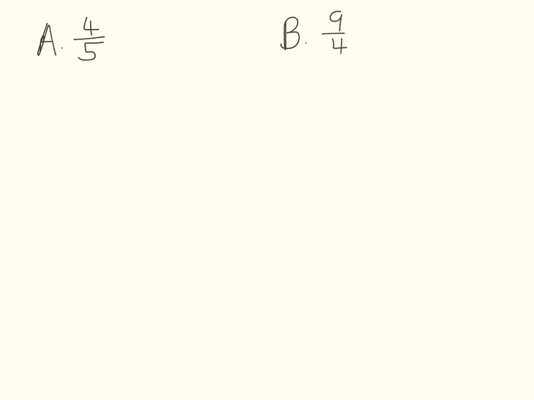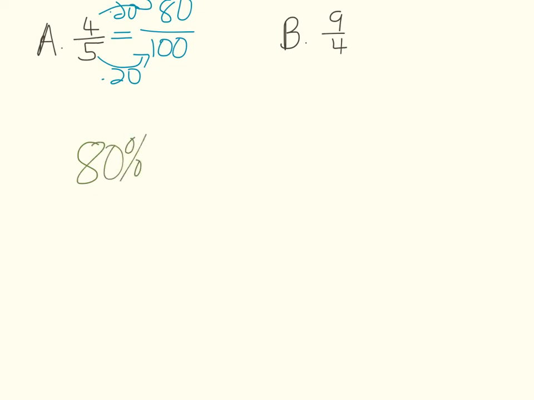The last 2 problems we're going to do are going from simplest fractions to percents. Remember, in order to get percent, I need to make this equal something over 100. Well, to get from 5 to 100, I just had to multiply by 20. So the top is also going to have to be multiplied by 20. And 4 times 20 is 80. So my result is 80/100, or 80%.